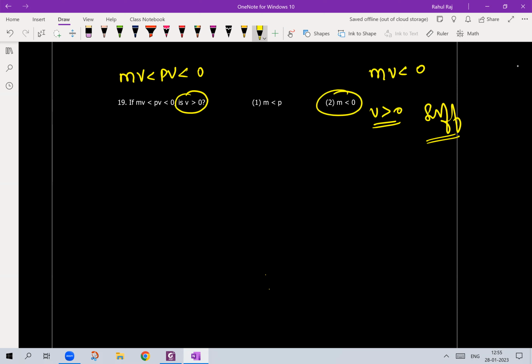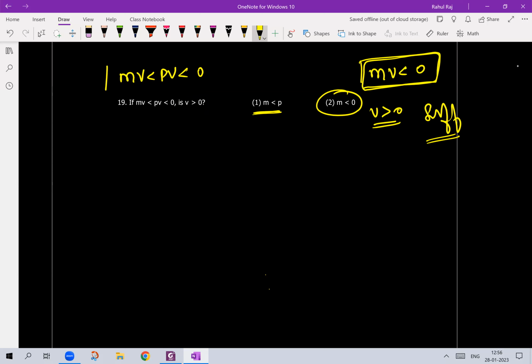There is no rule that you have to first attempt 1, then 2, then C, nothing. Now, what is given to me in the question is that MV is less than 0. Option number 2 says that M is negative. If M is 100% negative, V has to be positive. That's it, story over. Now come down to option number 1. There are 2 ways to solve this. You can take numbers or you can play with the information.